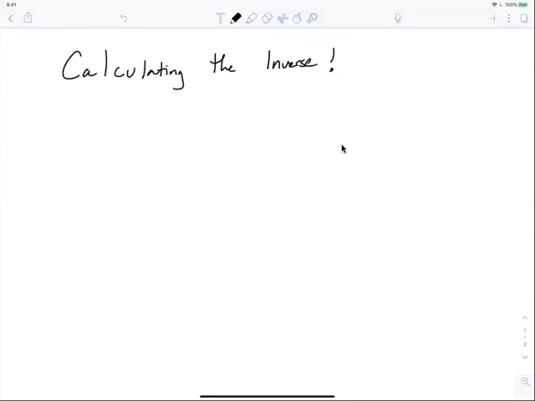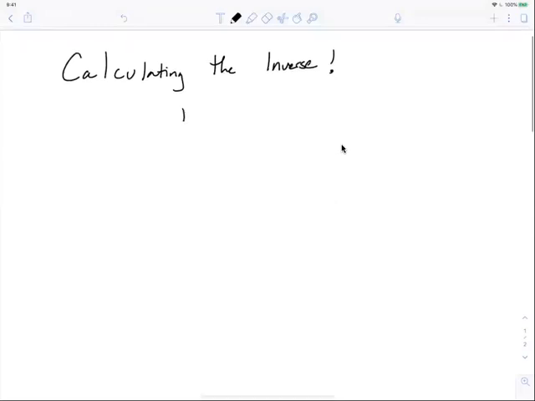All right, today we're going to be talking about calculating the inverse of a matrix. Before we get started, let's give a brief overview of what we're going to do and what it really means. One good example is we might have an equation that looks like this. This is just an equation in one variable.